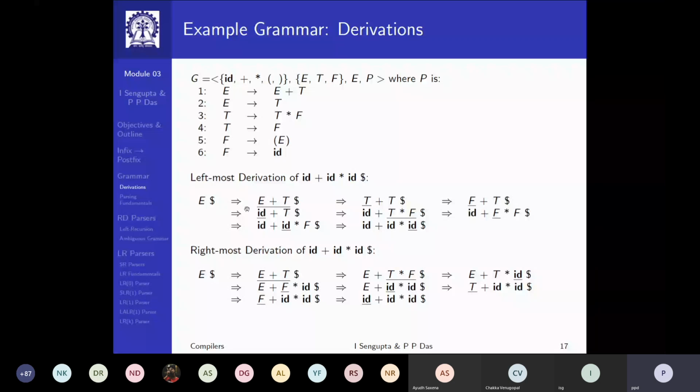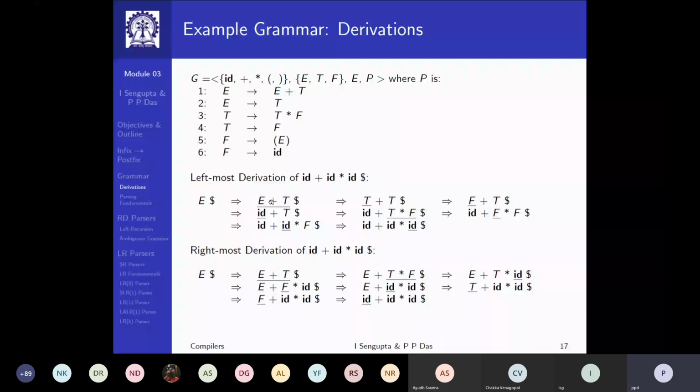And we have seen that there could be two very common ways of doing this derivation. One is called the leftmost derivation, where we always replace the leftmost non-terminal in a sentential form by one of its production rules till we complete the process. And the other is the rightmost derivation, where we replace the rightmost non-terminal in the sentential form with one of its production rules till we end the process.